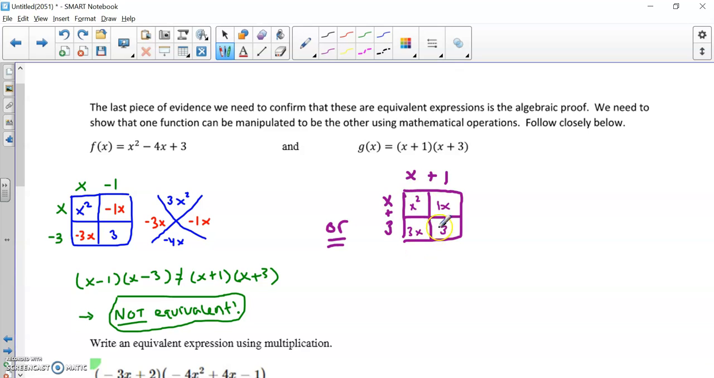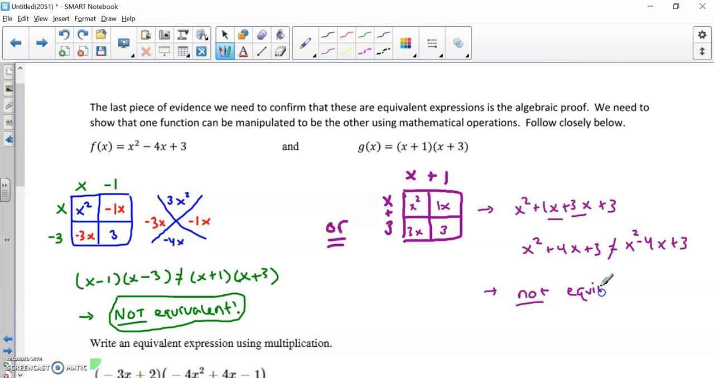Okay, now that we've multiplied them, we need to add them all together and simplify. So we have x squared plus 1x plus 3x plus 3. All I'm doing is adding all the terms in the box. We can combine these two, so we end up with x squared plus 4x plus 3. Now, that is definitely not equal to this, because that has a minus 4x. So they're not equal, so that tells you also that they're not equivalent.